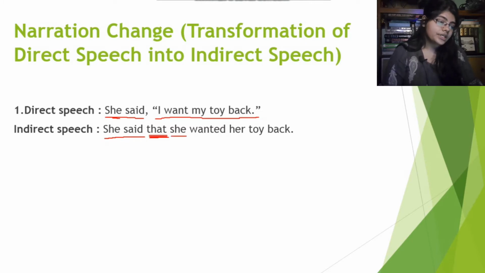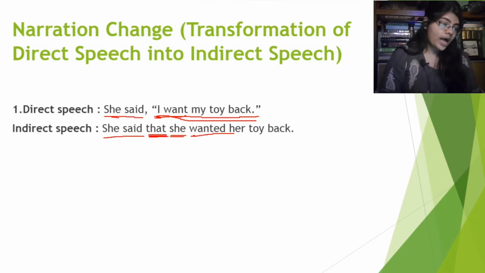Why did we do that? Here it said, I want my toy back, right? So she is saying I. That's why the I here will be she. She wanted her toy back. Now, why here the verb wanted is used instead of want? I will tell you that in the next segment of the video. The reason why the verb of a reported speech is changed, there are many reasons, there are many rules. I will tell you that in the next segment. Again, my toy bag will be changed into her toy bag. My will be changed into her.